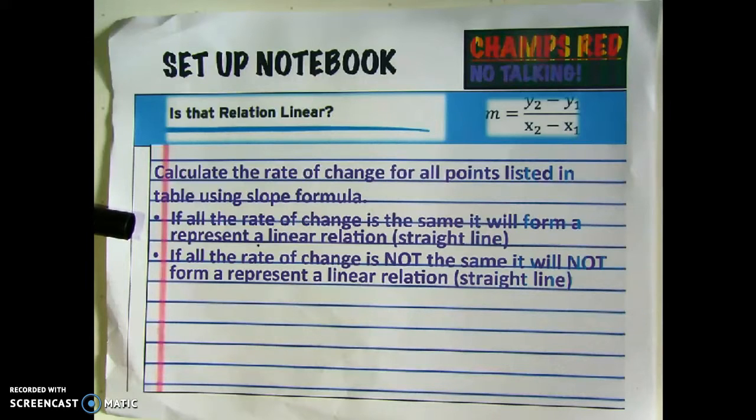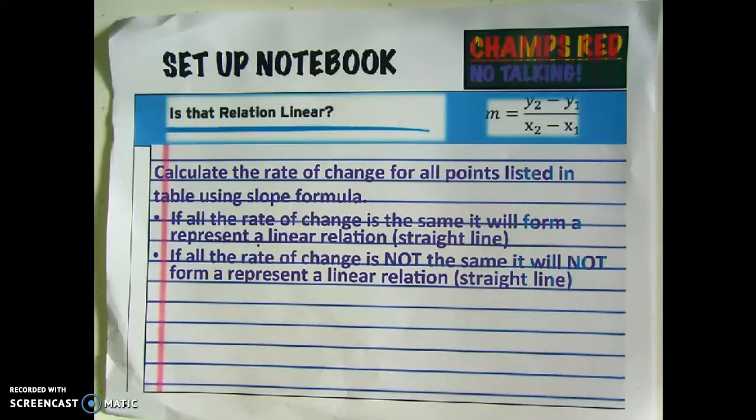Then, if all the rates of change are the same, it's going to represent a straight line, because that means the graph is either increasing or decreasing at the same rate. If they are not the same, we can determine that it is not going to be a straight line because the rate of change is not increasing nor decreasing at the same rate. So let's go ahead and get started.